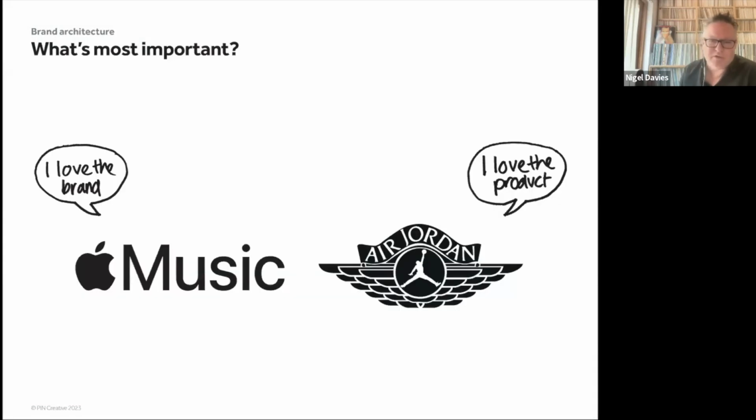And when we look at brand architecture, I think there's two things that you really need to focus in on. What is most important? Is it that people are loving the brand? We call it the parent brand. So in this case, on the left-hand side, Apple. Or is it they're loving the product? So the parent brand on the right-hand side is Nike, but they talk about the Air Jordans. So are you building a brand that everyone is going to love, the parent, or they're going to love the product? And thinking about that question will help you decide how to talk about your products and services in relationship to your brand.